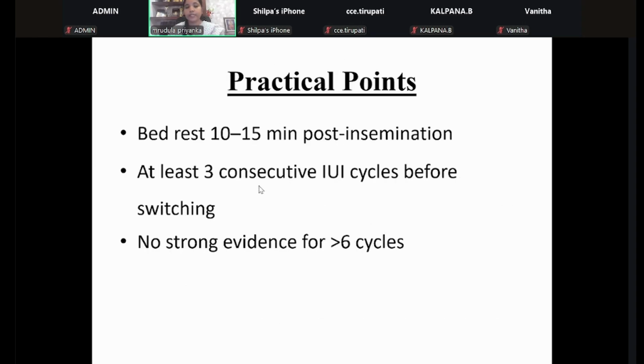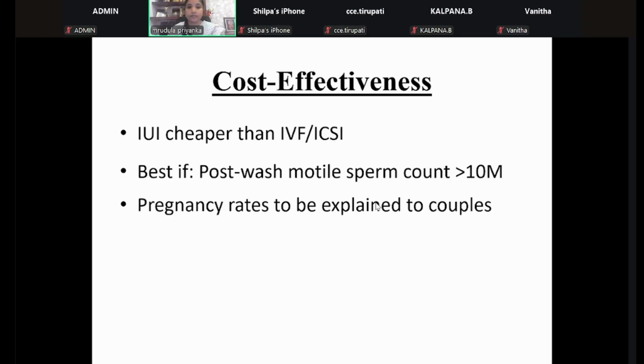So the practical points are that bed rest 10 to 15 minutes post insemination is helpful. At least 3 consecutive IUI cycles before switching to IVF in couples with good prognosis; there is no strong evidence for more than 6 cycles of IUI. Because of its cost effectiveness, and in couples where the post-wash motile sperm count is more than 10 million, IUI can be offered. Then the pregnancy rate should always be explained to couples prior.